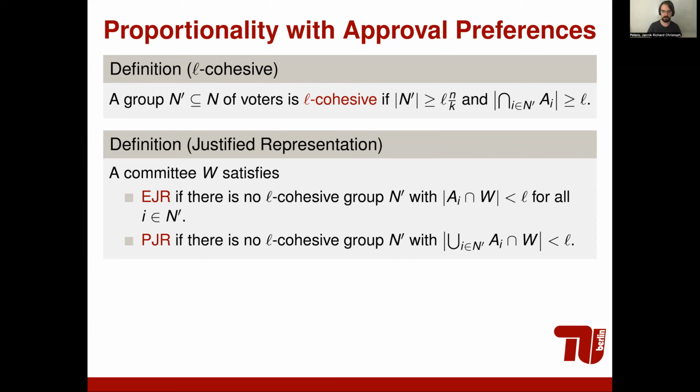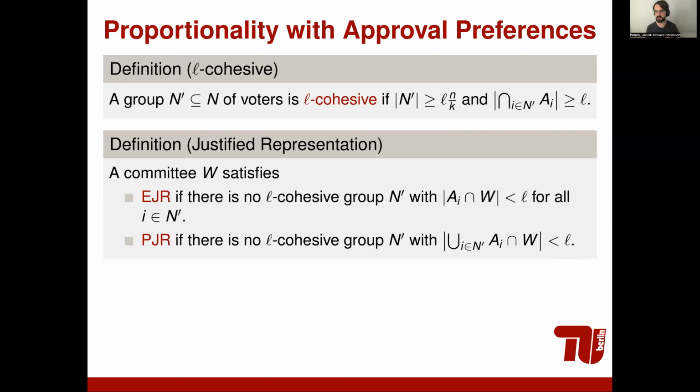Now, we say that a committee satisfies the EJR axiom if we cannot find an L-cohesive group, all of which have fewer than L approved candidates in the committee. They are L-cohesive, so they would deserve L people, but they all have less than L. And that's something we don't want. Whereas for PJR, this is a slight weakening. We simply say there's no L-cohesive group for which, out of all of their approval sets, so it does not need to be from a single candidate, but from all of them, fewer than L candidates are selected. So this group is, let's say, underrepresented.